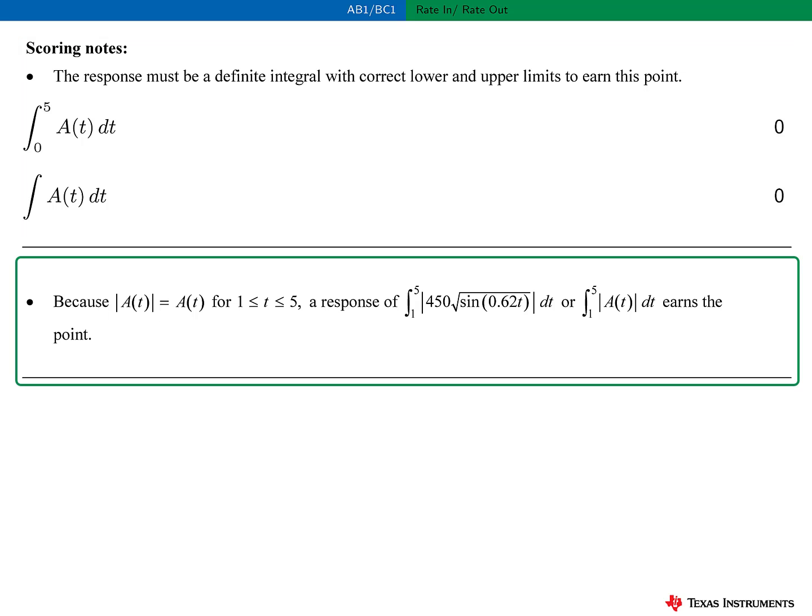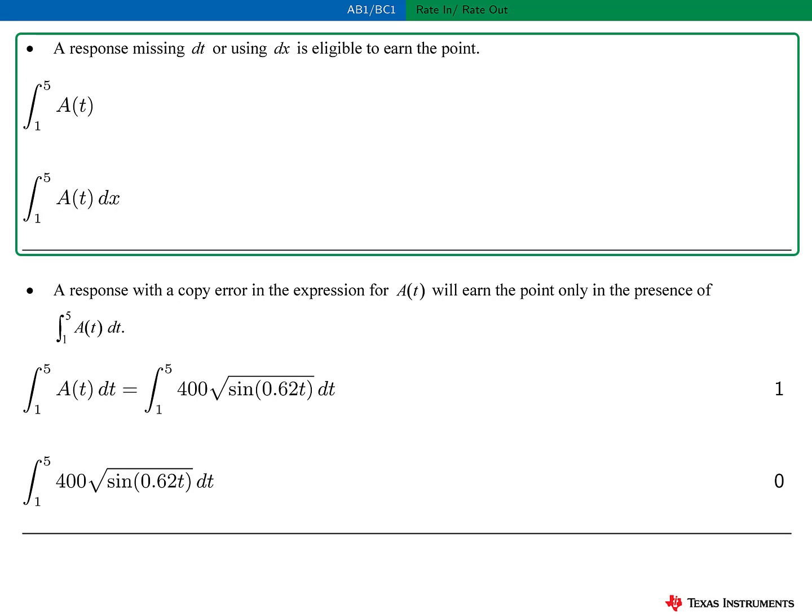As you might expect, a of t is positive over the interval 1 to 5, in fact, over the interval 0 to 5. It represents the number of cars arriving at the toll plaza. So the absolute value of a of t is equal to a of t. Therefore, we will accept either of these definite integrals.